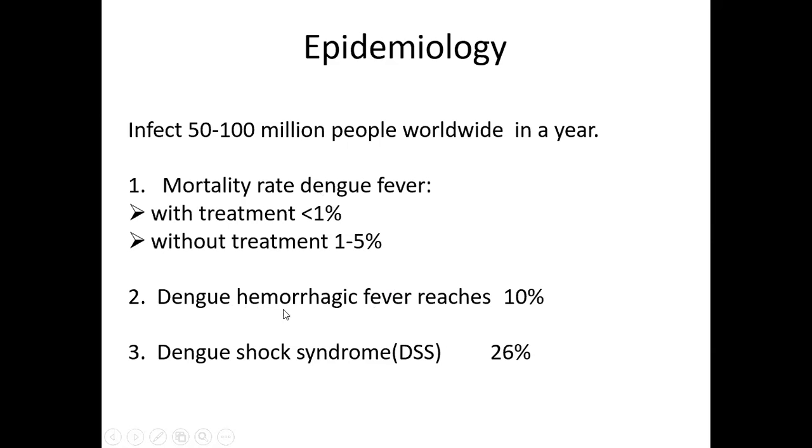And when dengue hemorrhagic fever occurs, the mortality rate reaches up to 10%. When dengue shock syndrome occurs, the mortality rate reaches up to 26%. So from dengue fever, then to dengue hemorrhagic fever, and then the severe form is dengue shock syndrome. So there is an ascent of mortality rate from 1% to 26%.